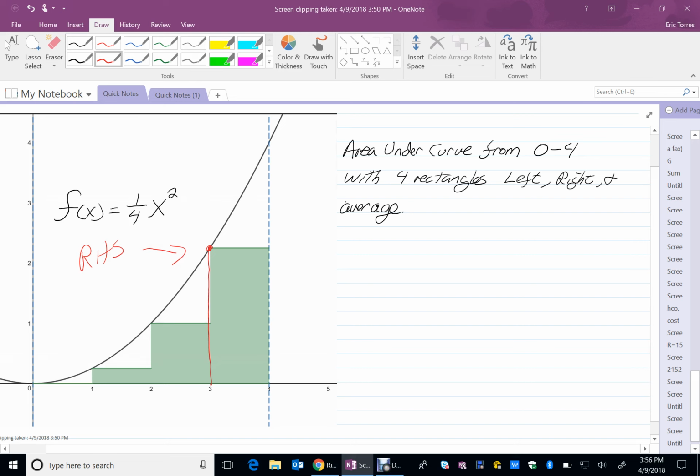So first thing we have to do is determine how wide each one of those rectangles are and how tall. Now, I'm going from 0 to 4, and each one of them is equal width, so each one of them has a width equals to 1. And if I want to calculate the area, I need to know the height. So this height comes from the function. Notice I have a graph y equals 1/4 x squared. I need to know what that output is, so I'll just use my calculator real quick.